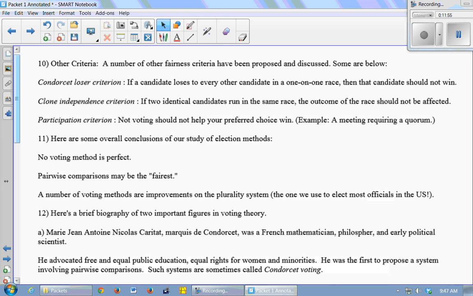So many of the people there started calling their friends in town and said, come down here, we need a quorum to pass this thing. So five more people show up, they have a quorum. The two or three very vocal people against this particular proposal said, okay, we're leaving, to stop the vote, right? So their not voting kept this thing from passing that they didn't want to pass. So a participation criterion violation is something that we try to avoid, where not voting helps your preferred choice win.